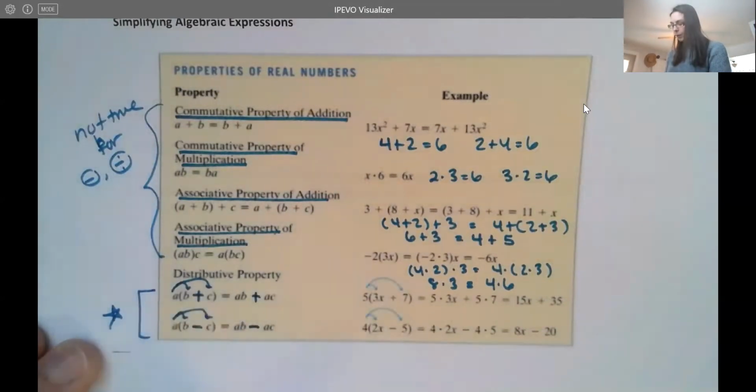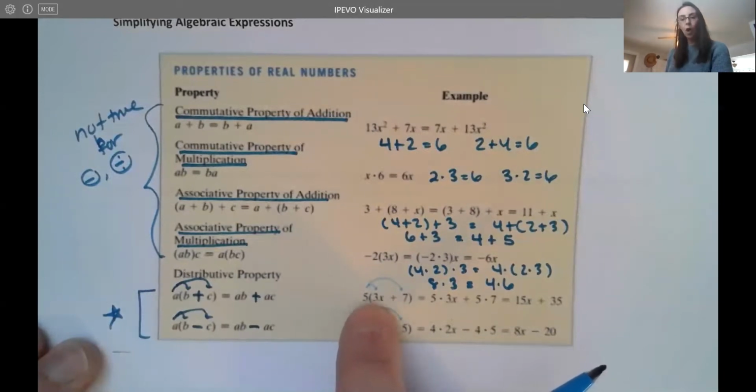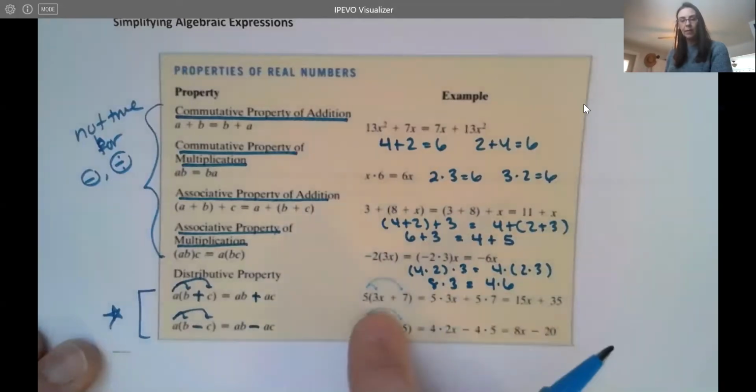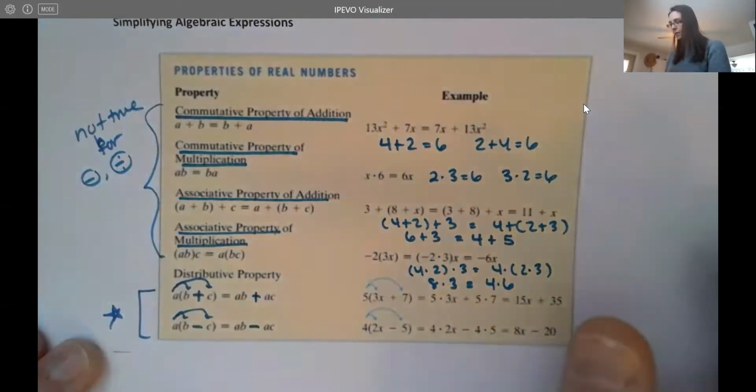So we're multiplying through. So for instance here, I take that 5 and I multiply it by all terms inside the parentheses. So 5 times 3x gives us that 15x. Then there's my plus sign, and 5 times 7 is 35. Same thing here. 4 times 2x would be 8x. My minus sign, and then 4 times 5 would be 20. So we can multiply that outer term throughout the parentheses as long as we hit all terms on the inside.